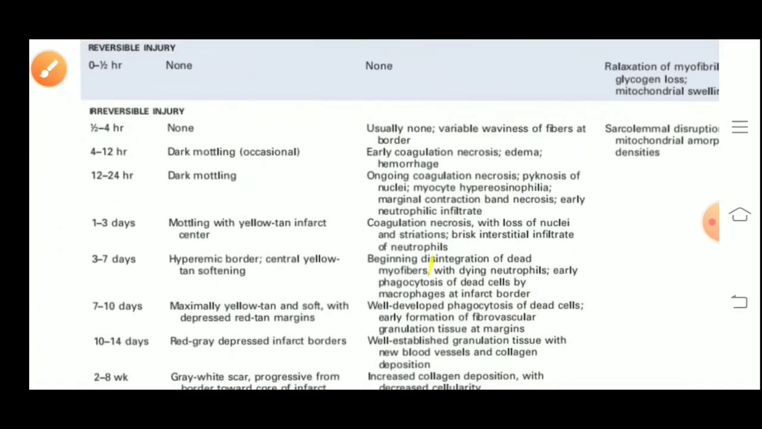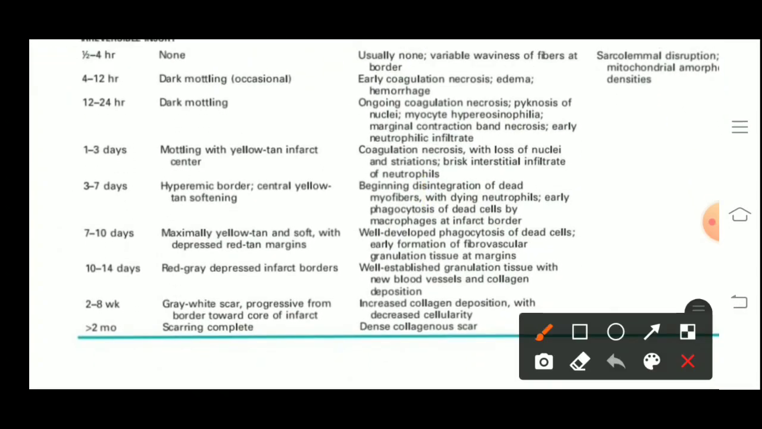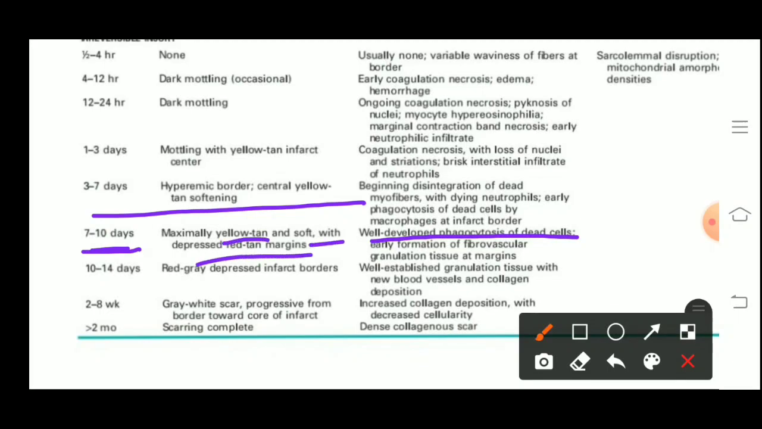Yeah, now coming down, we had seen up to 3 to 7 days. Up to here we had completed. Now coming to this 7 to 10 days, what happened? In 7 to 10 days, there will be well developed phagocytosis of the dead cells. In this condition, the macrophages are eating the dead debris. That means there will be yellow tan, soft, with depressed red tan margins. The same thing here also, the macrophages are still continuing to eat the cellular debris. So from 7 to 10 days the same thing occurs.